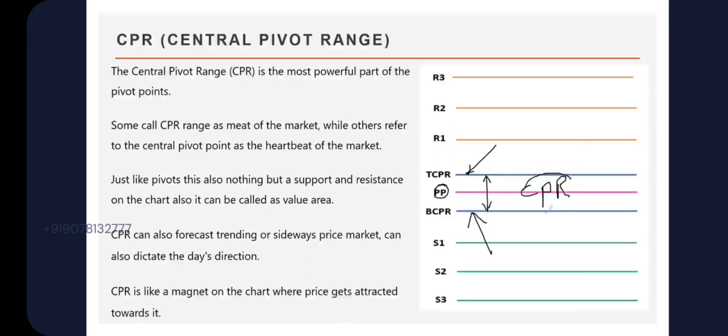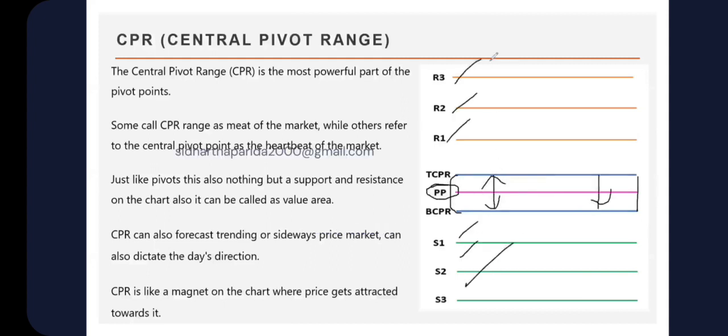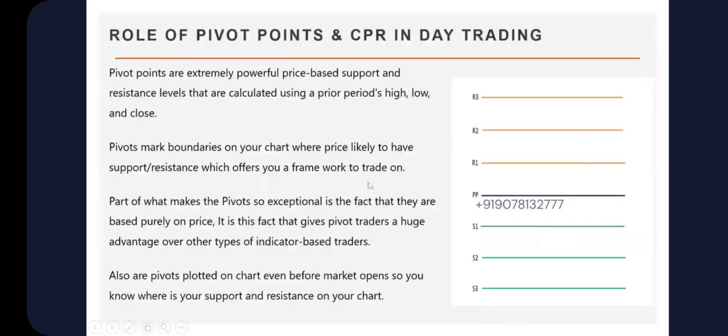This entire range is called CPR in trade. The line above the central pivot is called TCPR, that is, top central pivot range, and the bottom one is called BCPR, that means bottom CPR. So what is the difference between CPR and the regular pivot points? The only thing is that CPR is this entire range. In the earlier image you have seen only pivot points. Here you are seeing this entire range. Other things are the same: S1, S2, S3, R1, R2, R3 are the same. Earlier you saw only the central pivot point, right? CPR is one line above the central pivot, called top CPR, and one line below the central pivot, called bottom CPR. This entire range is called CPR.